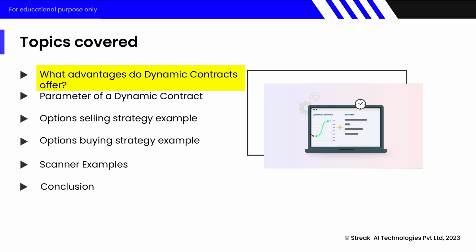First of all, we'll see what the advantages of using dynamic contracts for creating your strategies are. Then we'll see what the parameters of dynamic contracts are. Then we'll see an options selling strategy example. I'll be showing you the step-by-step process of creating a multi-legged options selling strategy on the Streak platform and how we can backtest it on historical data. Then we'll also see an options buying strategy example. We'll also see some scanner examples, and in the end we'll conclude this webinar.